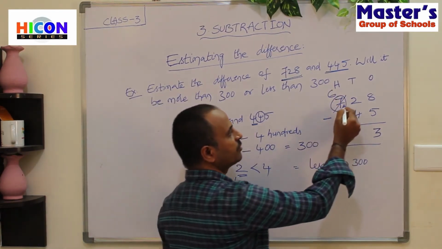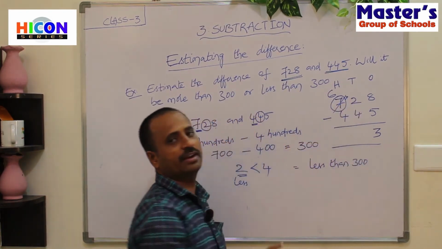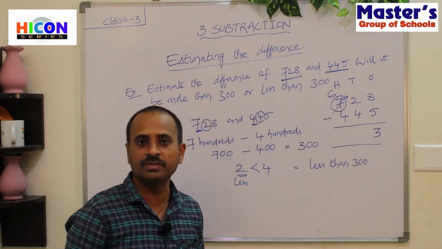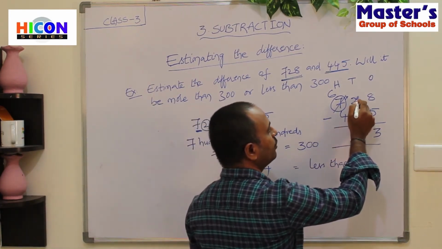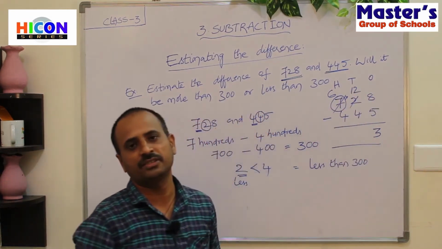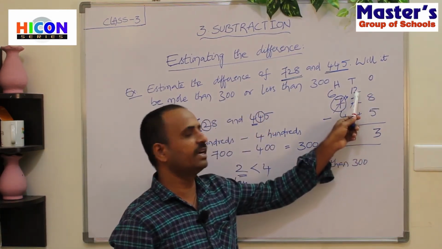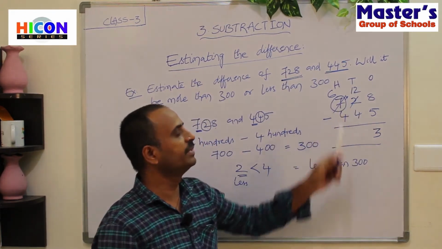And carry this 100 to the tens place. If we carry 100 to the tens place, it becomes 10 tens. So already there are 2 tens and the total becomes 12 tens. So now do the subtraction. Because 12 is the greater number, 4 is the smaller number, we can subtract 4 from 12.